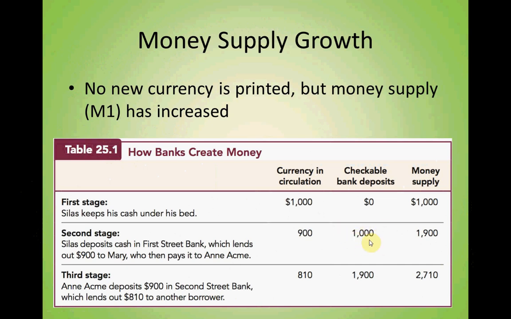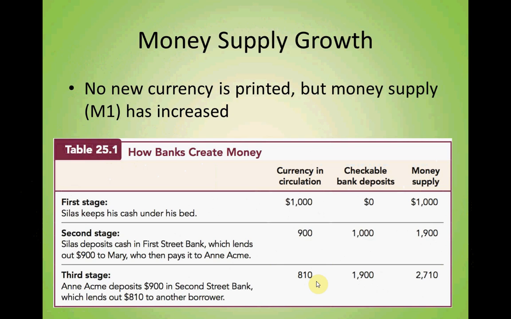Silas's $1,000 is still here, but now Anne has $900 in there. So total checkable deposits in all of the banks in the world are $1,900. At least that's what it looks like on paper. And then the bank goes around and loans out $810. And you might be thinking, $810, that's a weird number. But we mentioned this before.